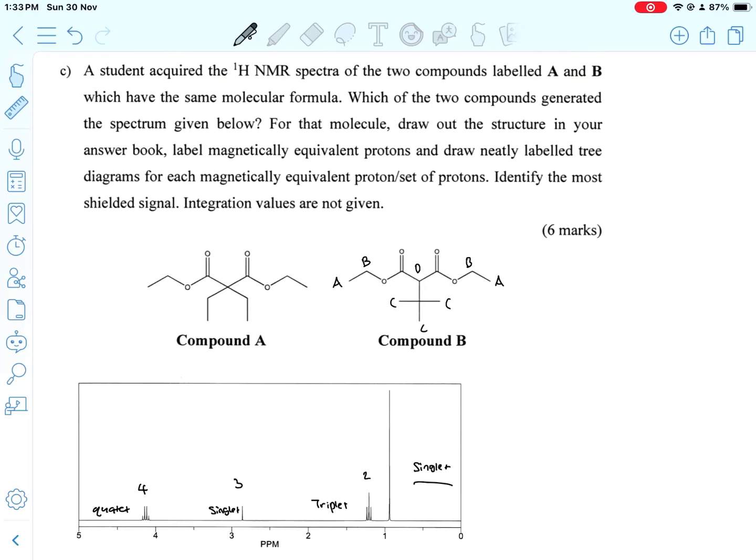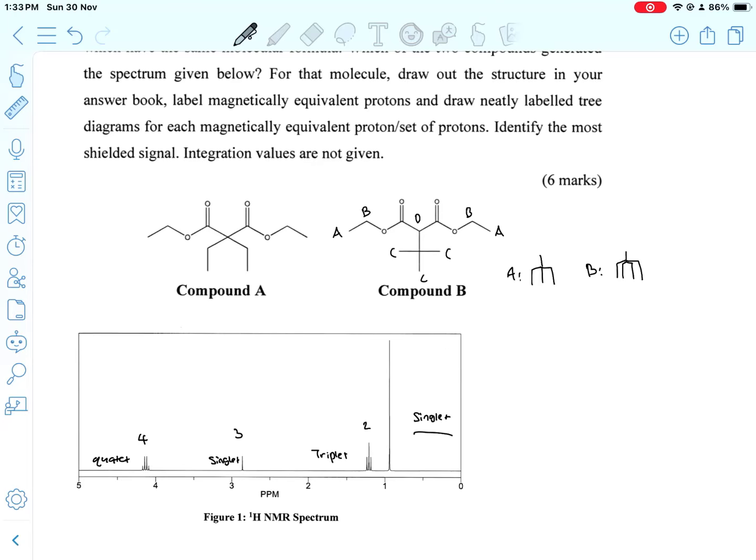Alright, after you label all your magnetically equivalent protons, it's time to draw your splitting tree diagram. The first is A. A couples to B, and B is a CH2. So using the n+1 rule, you have 3 signals. You do the same thing for B, and you will get 4 signals. From just now, we already know that D doesn't couple to anything, and neither does C. So they both have 1 signal.